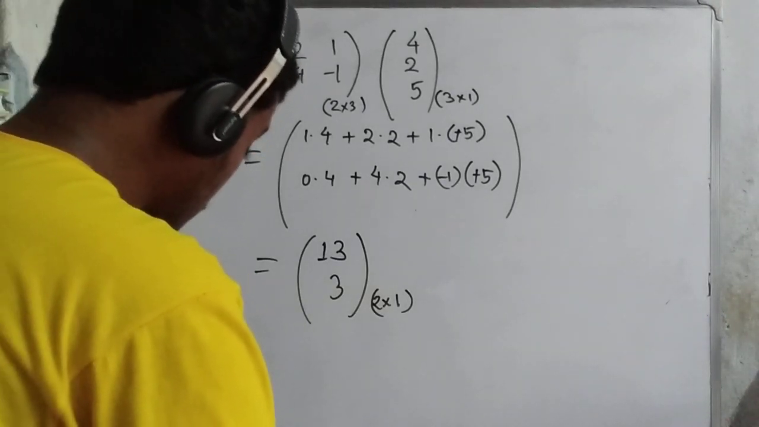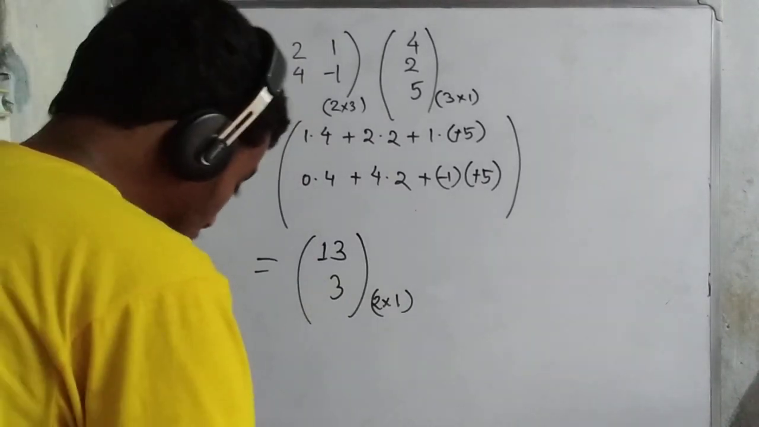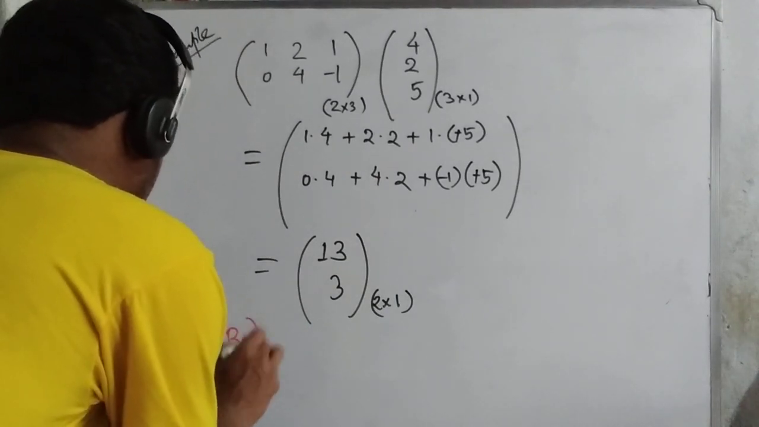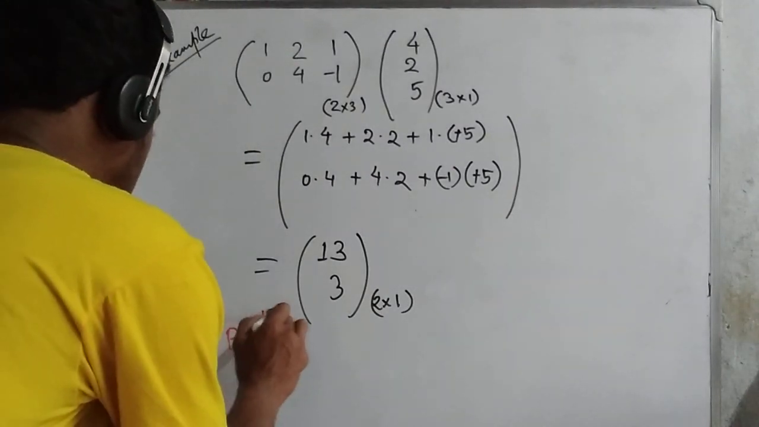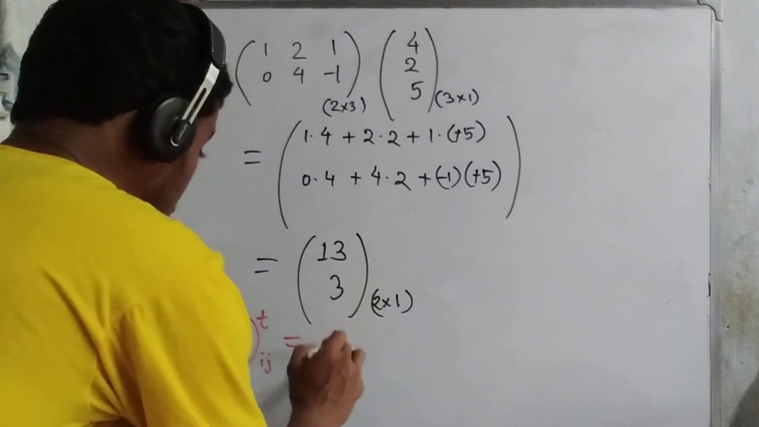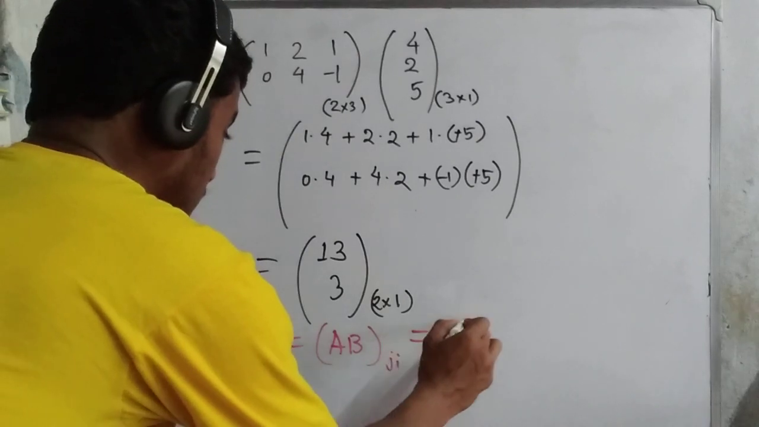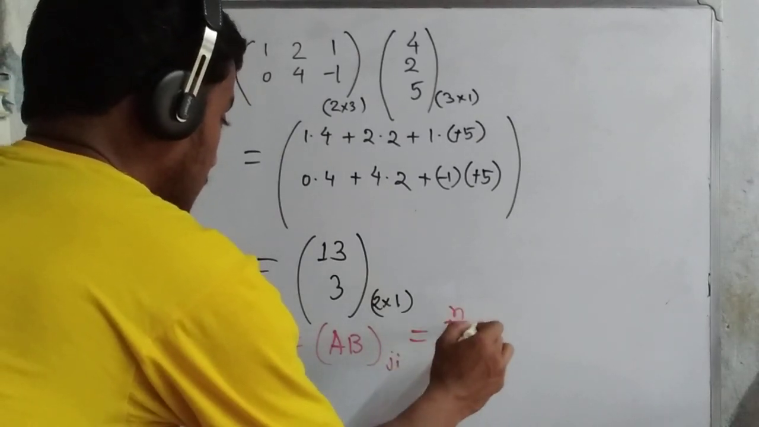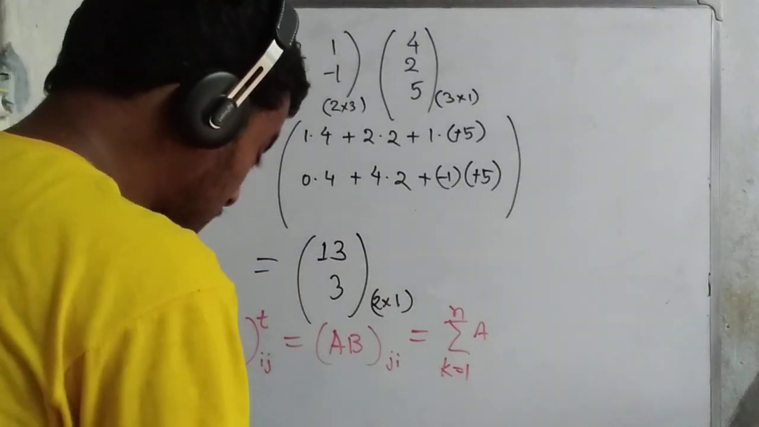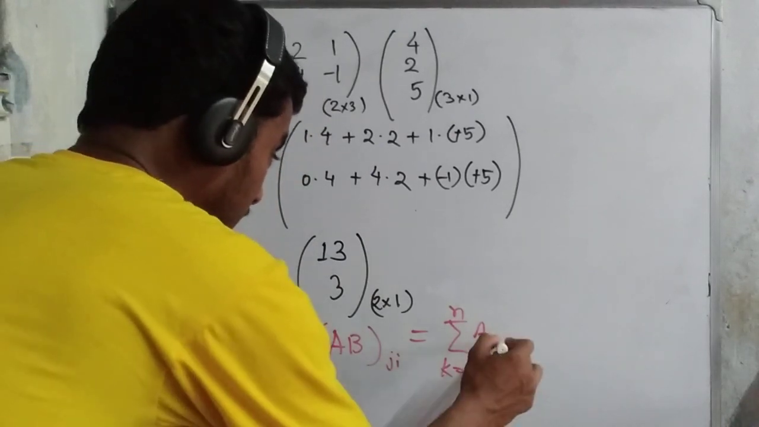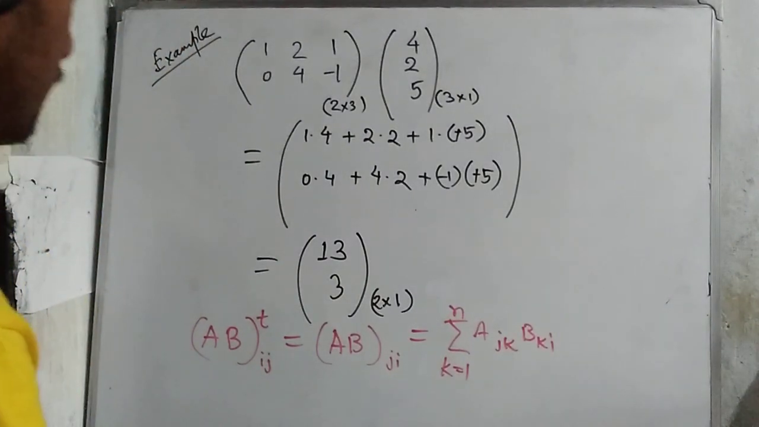Now we go on to the discussion of another topic. We know about that (AB) of ij equal to what? Then ((AB)ij) whole transpose equal to (AB)ji. Then this one equal to what? Here the sum over k equal to 1 to n of A of jk and B of ki. Then this one equal to what?